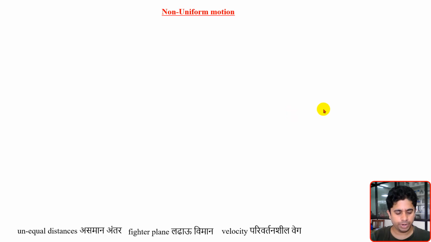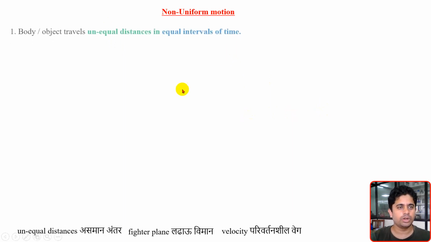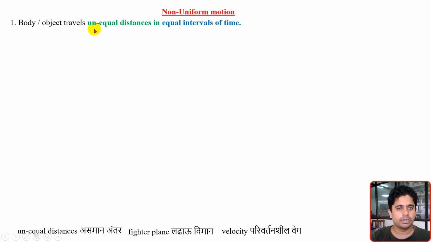Hello everyone. In the last video, we discussed uniform motion. In this video, we will discuss non-uniform motion. So what is non-uniform motion? A body or object travels unequal distances in equal intervals of time.